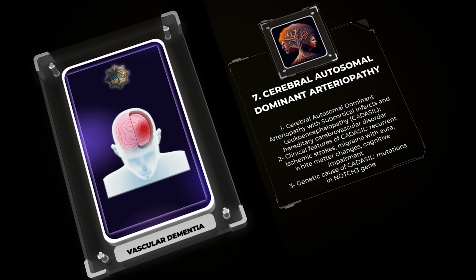CADASIL typically presents in mid-adulthood and progresses gradually over time, causing significant disability. Neuroimaging findings, including white matter hyperintensities and lacunar infarcts, are essential in diagnosing CADASIL. Genetic testing can confirm the diagnosis and facilitate genetic counseling for affected individuals.